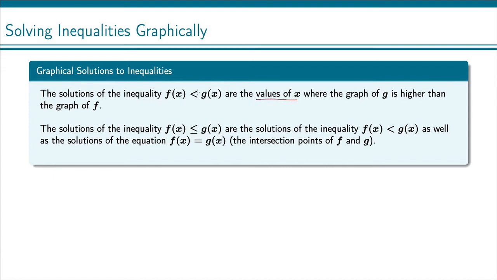Now this is strictly less than, and so it's only where the graph of g is actually higher than f. But if we have an equals, so f of x is less than or equal to g of x, then we include all of those solutions as well as the solutions of the equation f of x equals g of x. In other words, we're looking for the x values of the intersection points for those two graphs.